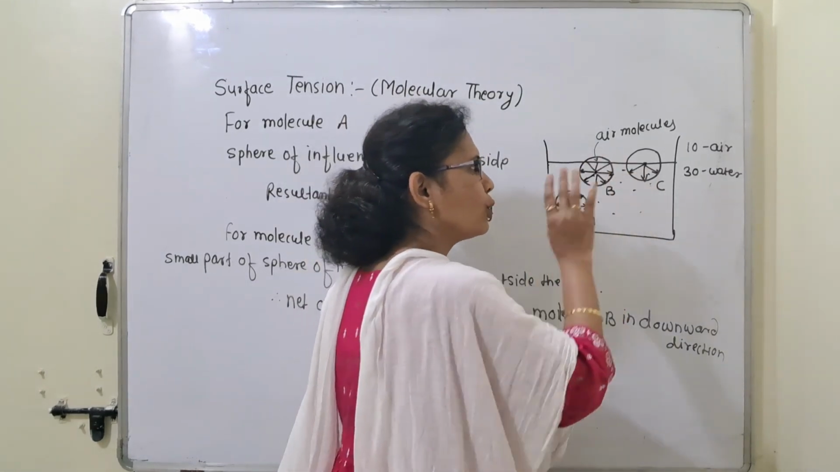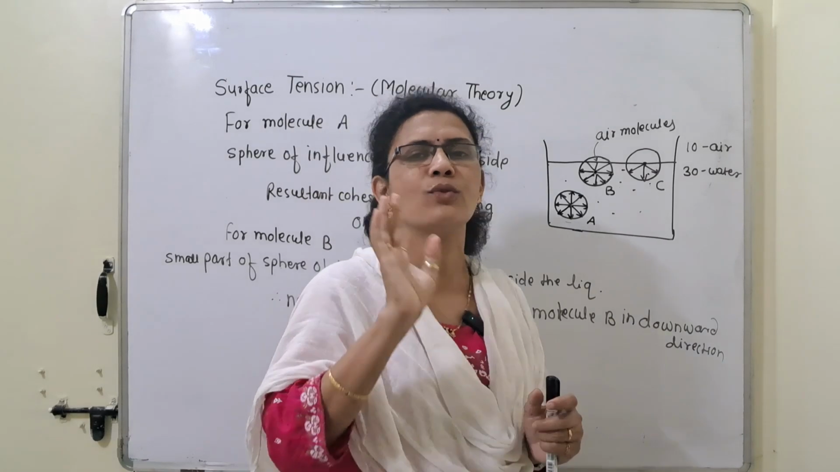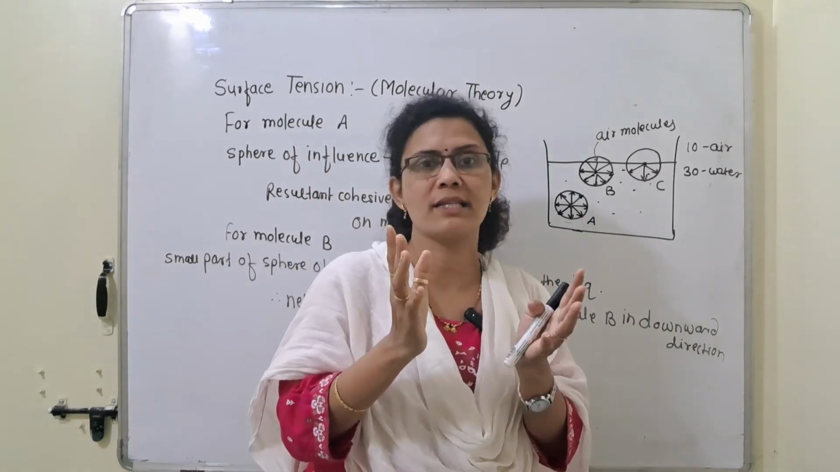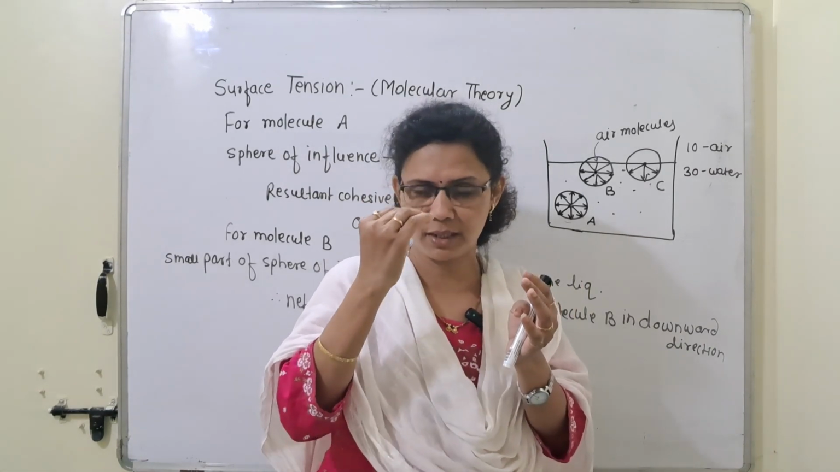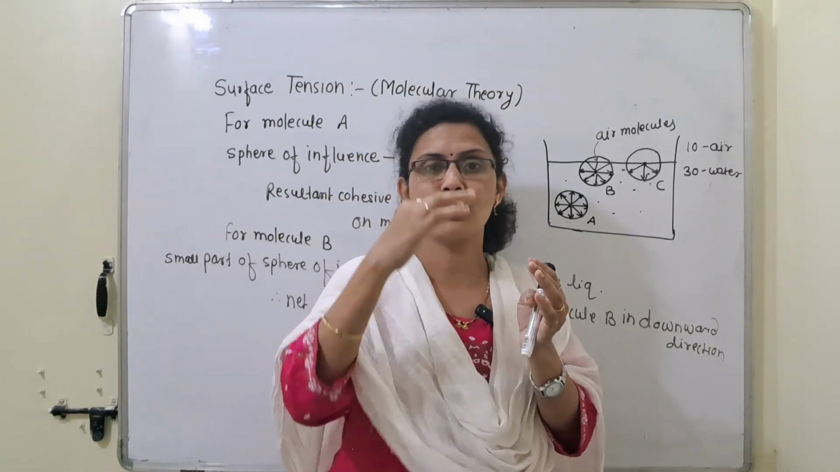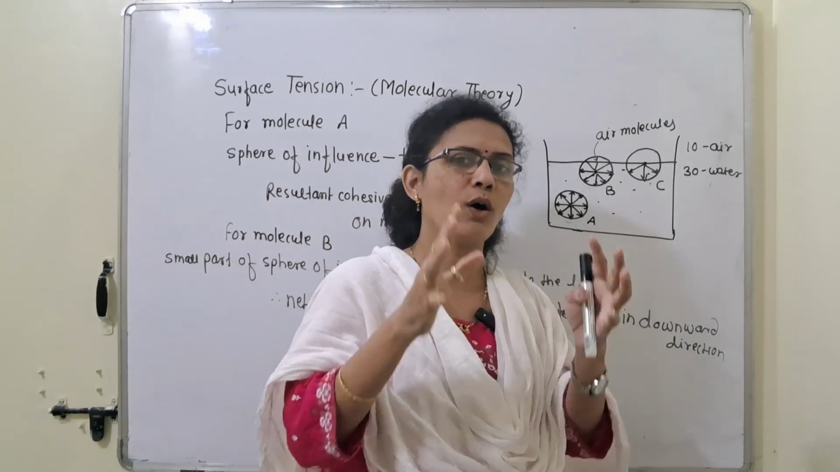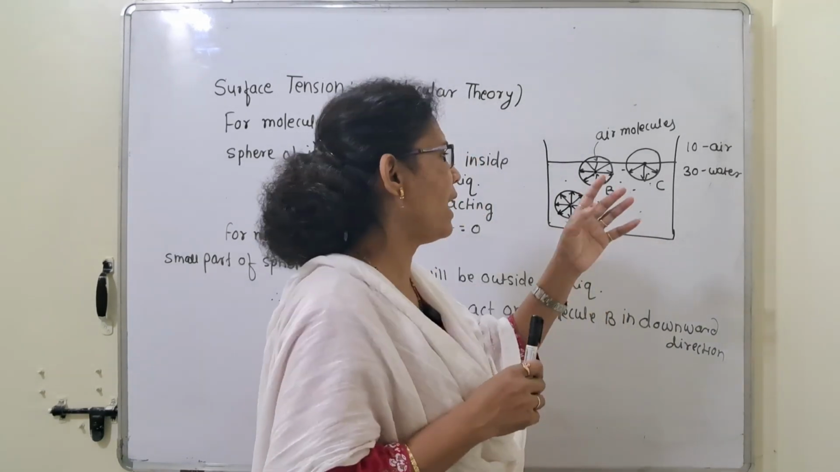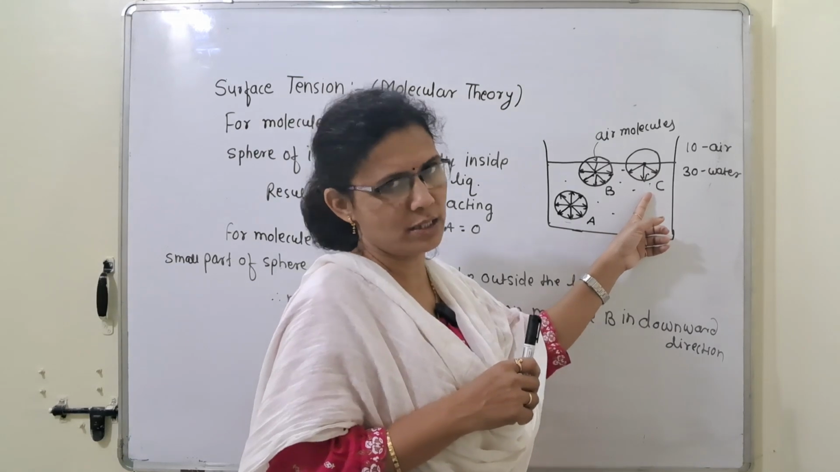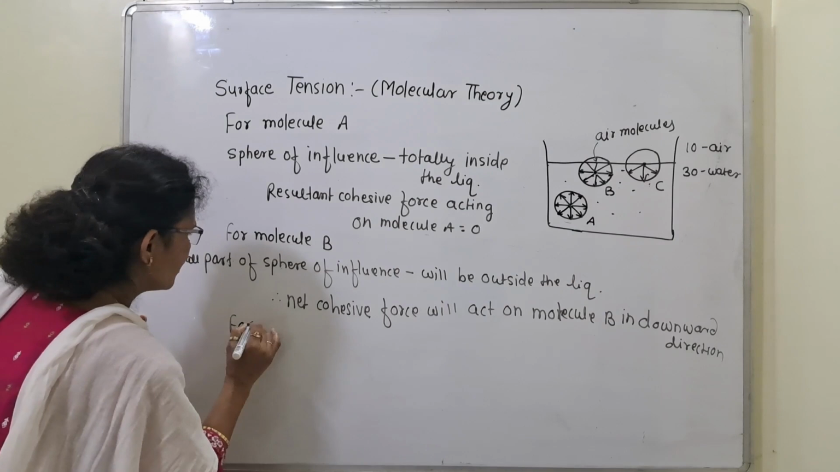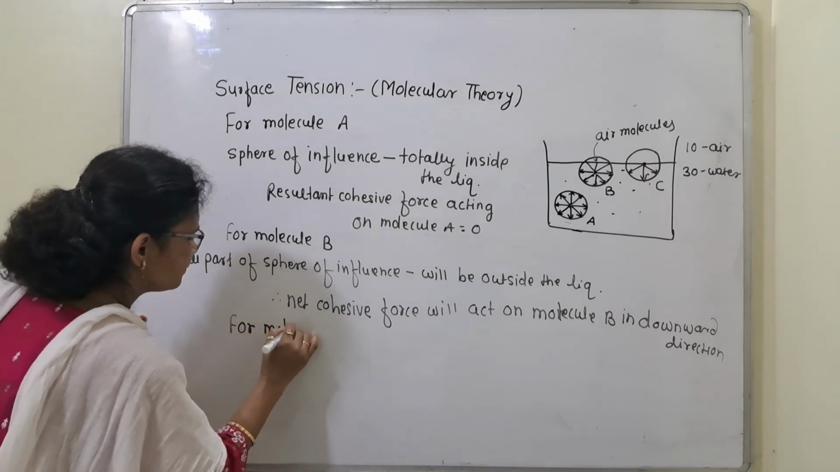म्हणजे या C मोलिक्यूल वर सुद्धा जो नेट कोहेसिव्ह फोर्स, मुळात नेट कोहेसिव्ह फोर्सच ऍक्ट होणार, ऍडेसिव्ह फोर्स कॅन्सल होणार. ऍडेसिव्ह फोर्सच्या कंपॅरिझन मध्ये तुमचा कोहेसिव्ह फोर्स जो डाऊनवर्ड डिरेक्शनला आहे तो जास्त असणार आहे. Therefore, the resultant downward cohesive force will act on this molecule C. Means for molecule C, what will be the result? Molecule C.